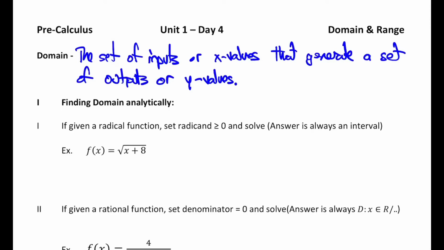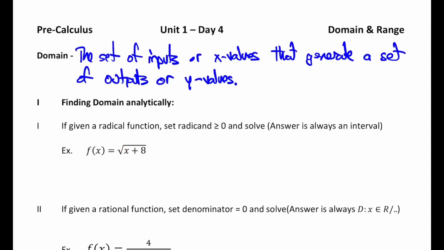Given a radical function, set the radicand greater than or equal to 0 and solve. Answer is always an interval. The reason we do this, domain has to be the set of values that exist in a function. So if you remember from last year in Algebra 2, when you take the square root, you can't take the square root of negative numbers. So the only values that will work will be where this thing right here, whatever's under the radical, is greater than or equal to 0.